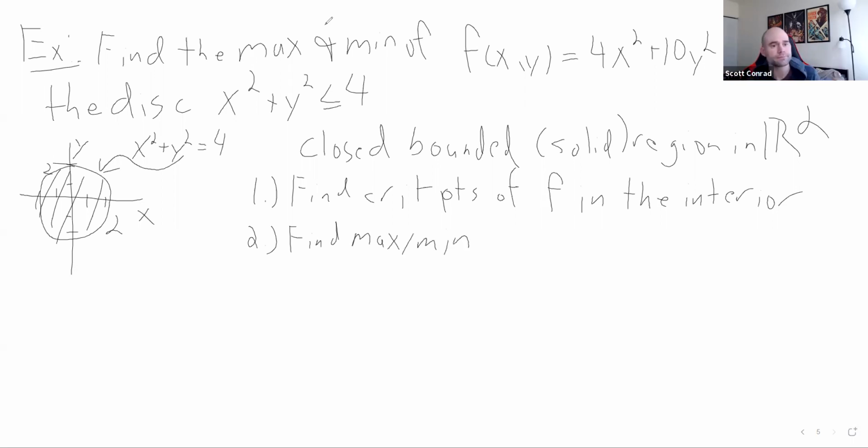And then step 2, broadly, we broke it up into different ways last chapter, but we're going to find the max and min of F on the boundary. Okay, so what is the boundary of this guy? Well, the boundary is the circle x squared plus y squared equals 4.